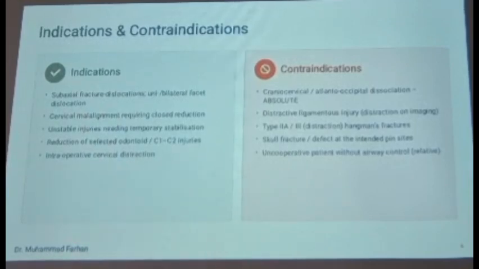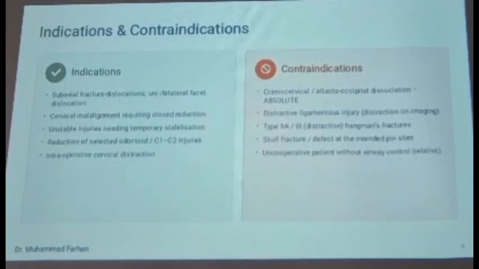Then there is intraoperative cervical distraction that we have discussed, that during ACDF or ACCF we can apply intraoperative cervical distraction. Then there are some absolute contraindications such as craniocervical or atlanto-occipital dissociation. That is an absolute contraindication. Then distractive ligamentous injury when seen on imaging. Then type 2A and 3 hangman fractures, that are usually C2 and C1 fractures. And then skull fracture or defect at the intended pin sites.